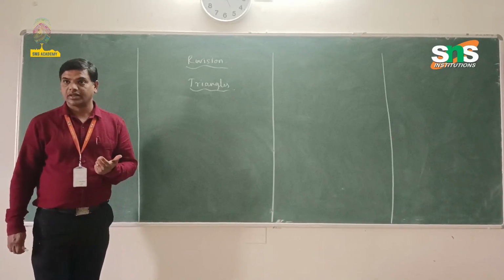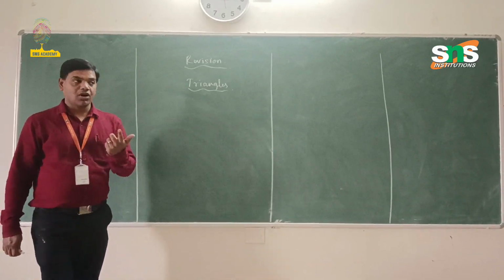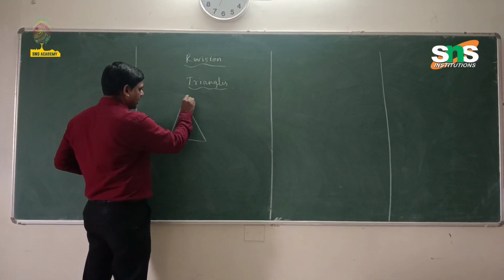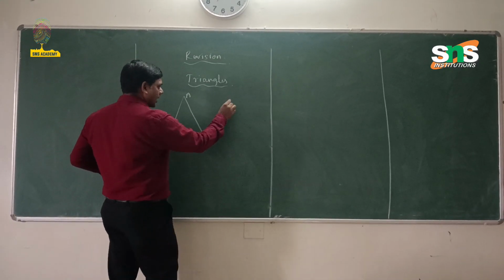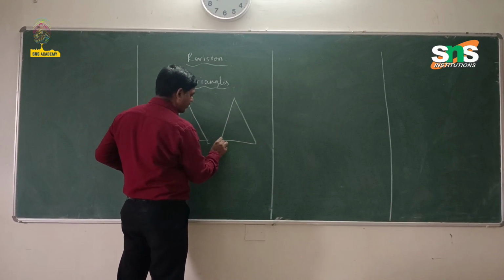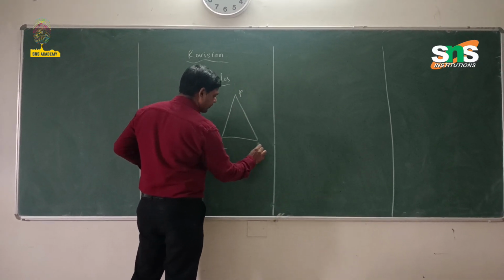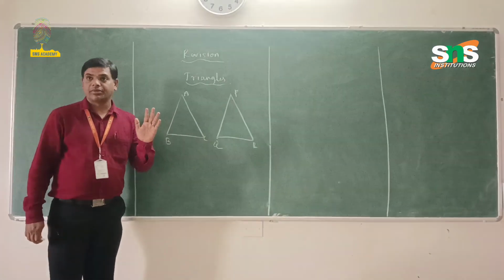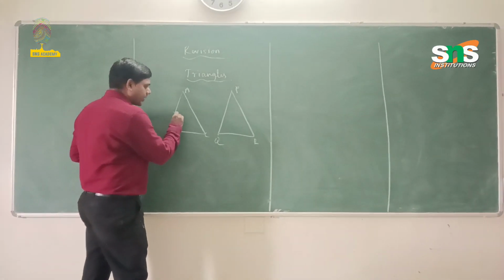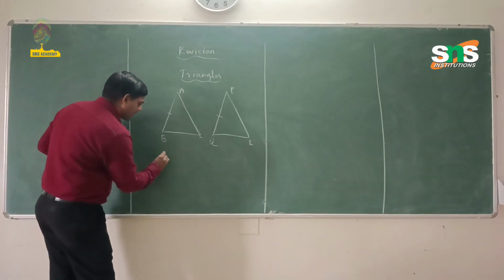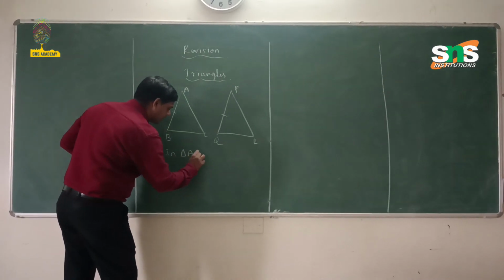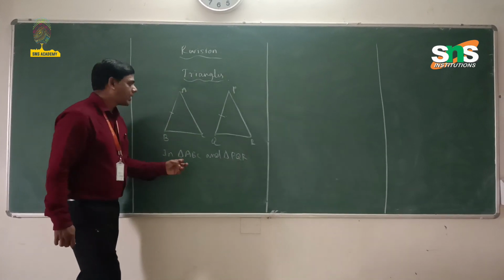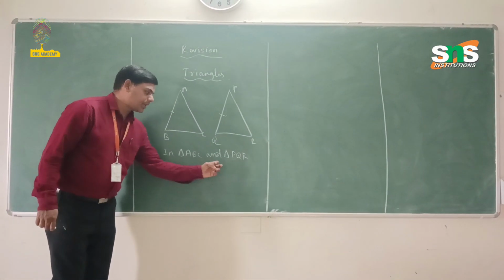We have an idea about congruency. Congruency is when you are taking two triangles. So if you are taking a triangle ABC and triangle PQR, you can say it is congruent when the sides should be equal. AB, PQ. So the triangle ABC and triangle PQR.